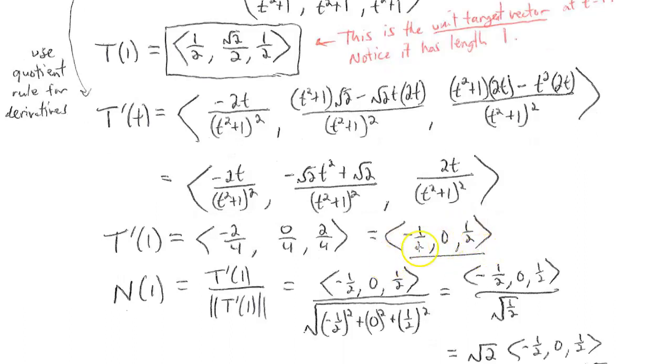Now we have to take that and divide it by its length, because this does not have a length of 1. Right? If you do the square root of this squared plus this squared plus this squared, you're not going to get 1. So we have to take T prime of 1 divided by the length of T prime of 1. That will be our N of 1.